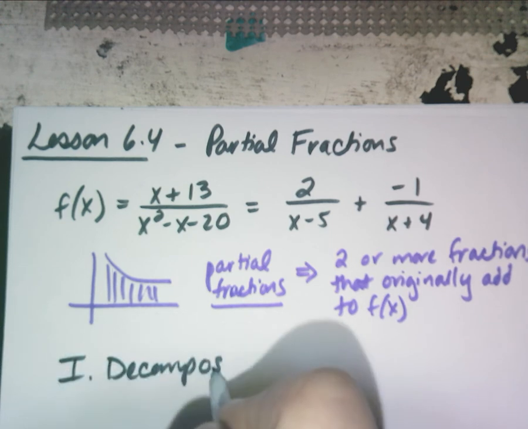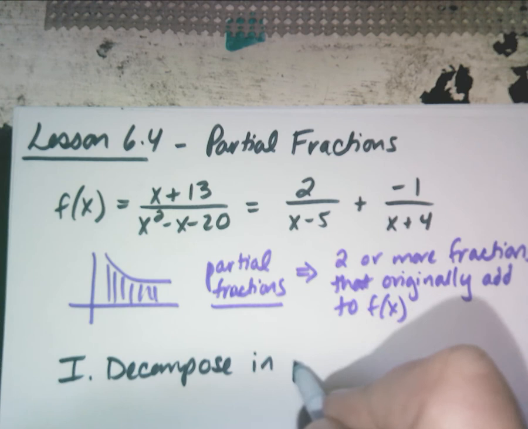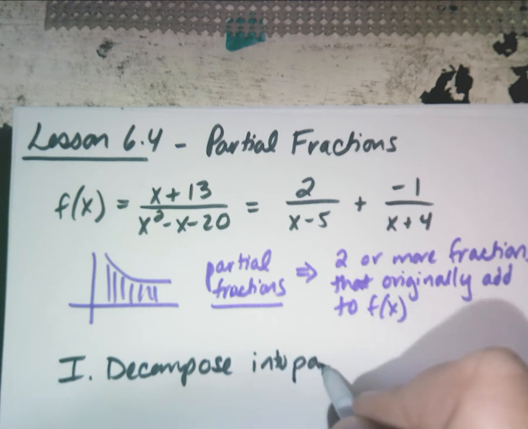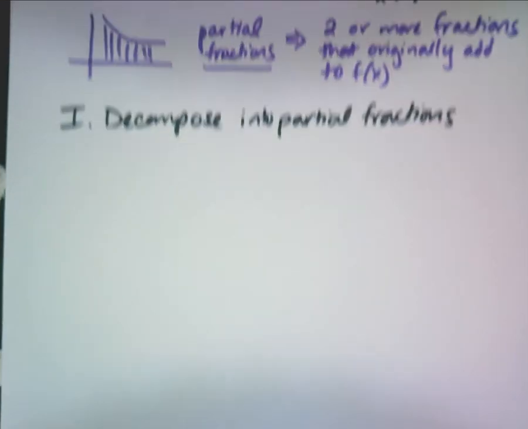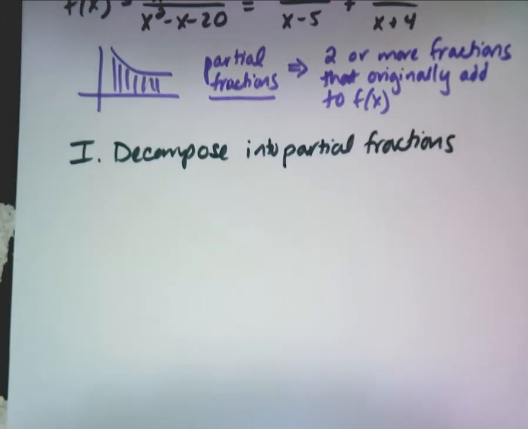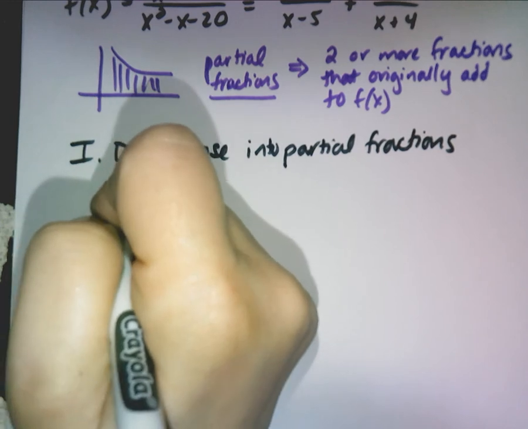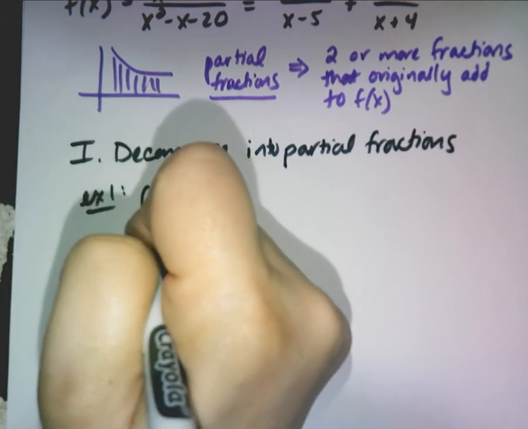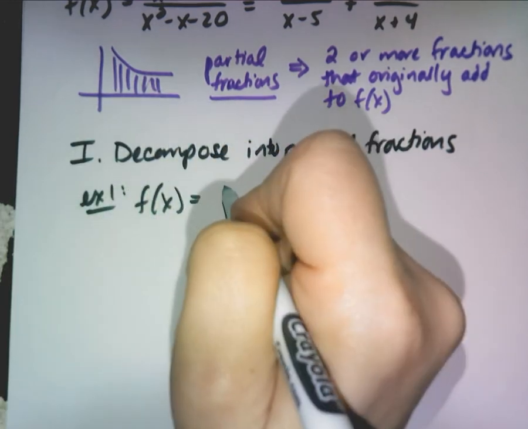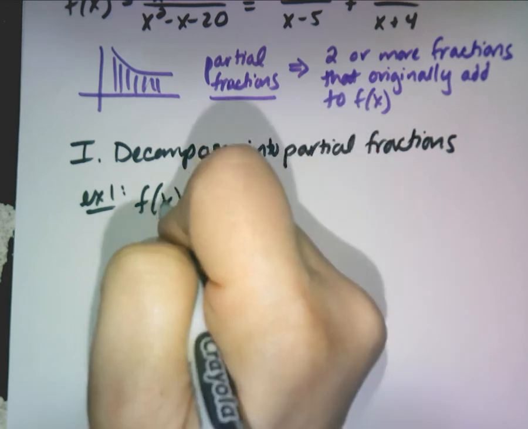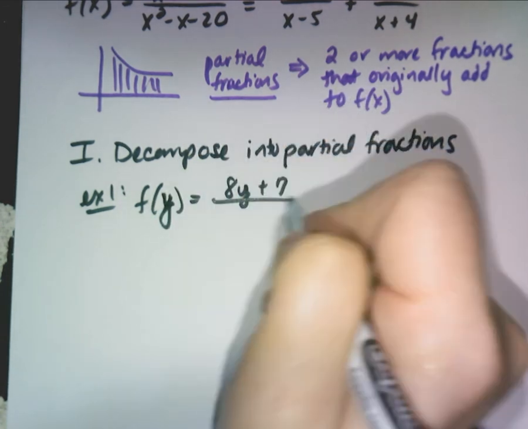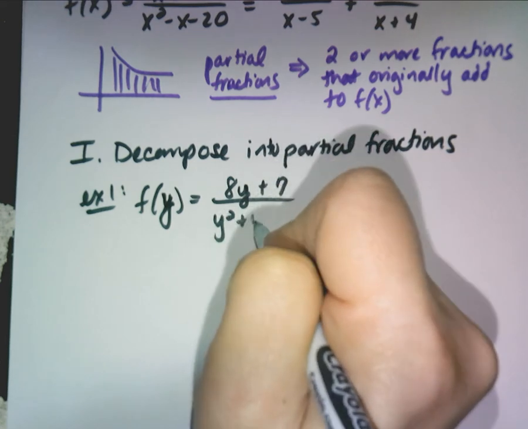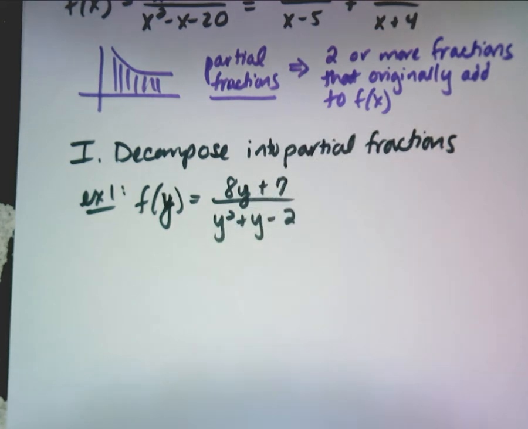All right, so decompose into partial fractions. Let me move this up. There we go. Example 1: f of y equals 8y plus 7 over y squared plus y minus 2.